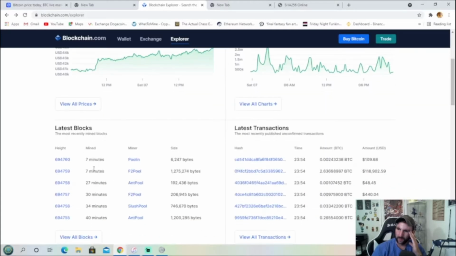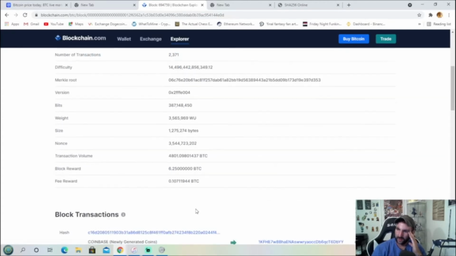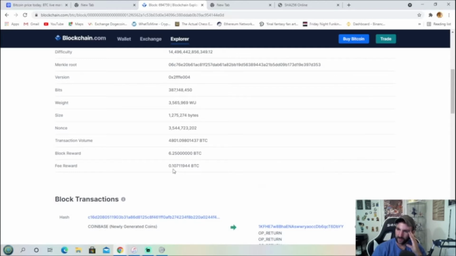And if you go, let's do this one. This one was 20 minutes apart. These two blocks, 27 and 7 minutes. This is probably a higher fee. See, yeah, they got 0.1 for fees on this one. So they really got, what is that, 6.35711944 Bitcoin. They get these two. So they get the fee and the block reward.